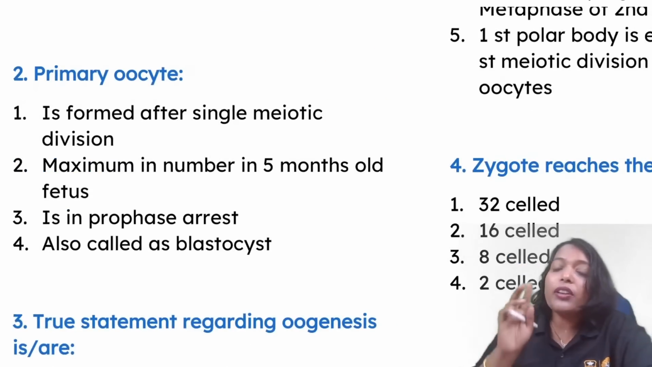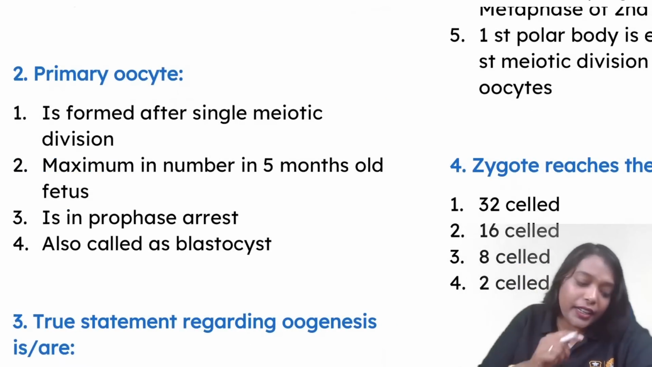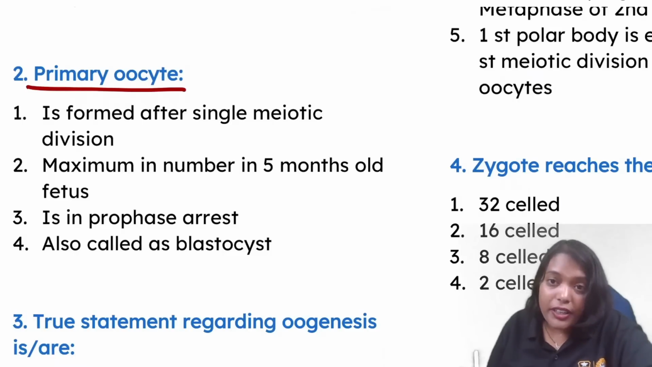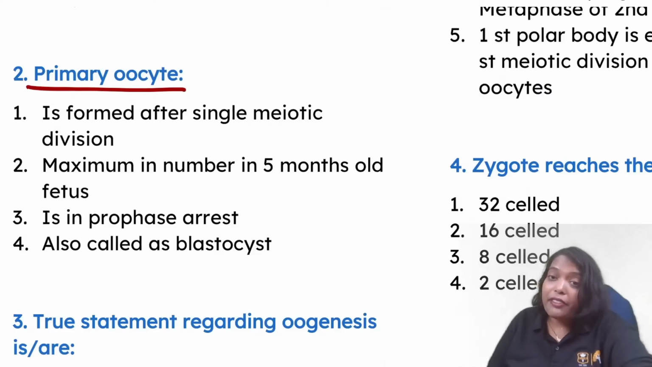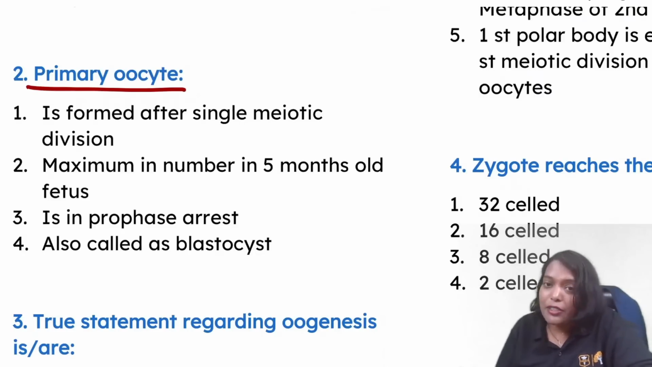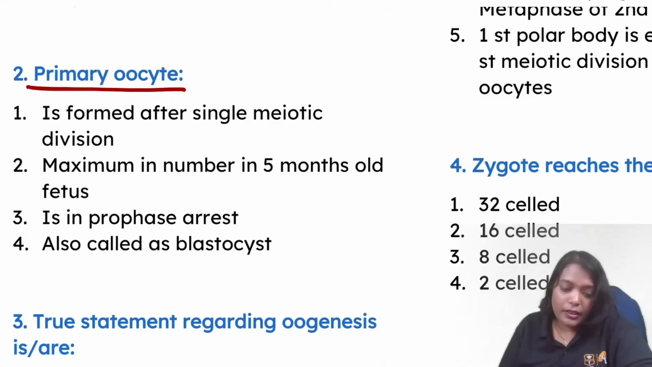Now here more than one answer is correct. So choose the combination in which all answers are correct and write it in the comment box. Primary oocyte is formed after a single meiotic division. It is maximum in number in a 5th month old fetus. It is in prophase arrest. It is also called a blastocyst.